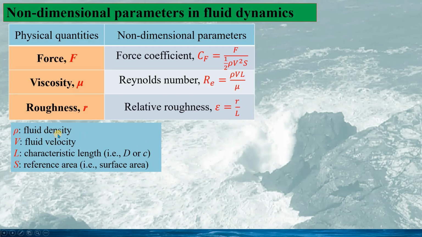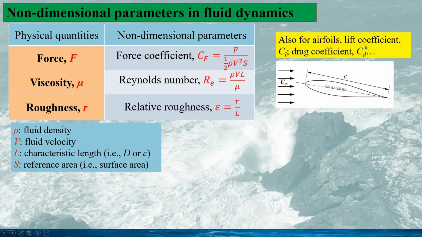Here, we see rho is the fluid density, V is the fluid velocity, L is the characteristic length, such as the diameter of the pipe or the chord length of the airfoil. And S is the reference area, such as the surface area of the airfoil. For instance, for airfoils, the lift coefficient CL and the drag coefficient CD would be special cases for the force coefficient. Take the airfoil, for example.